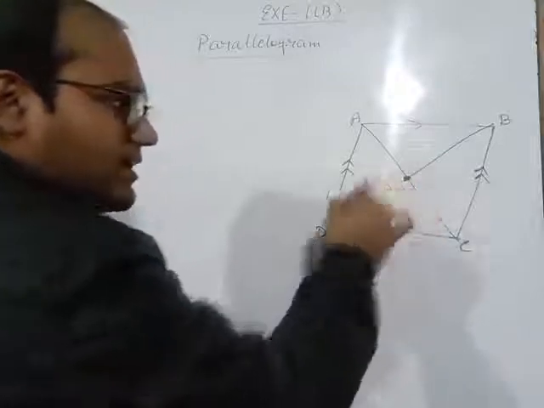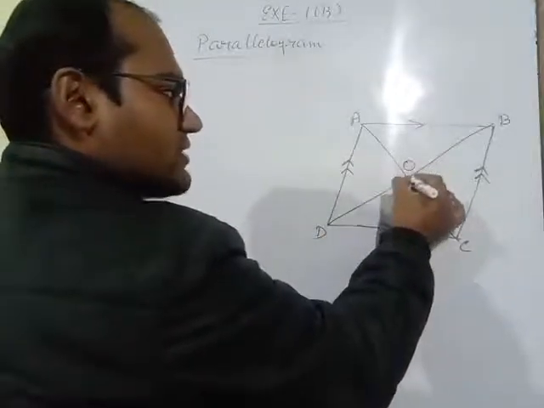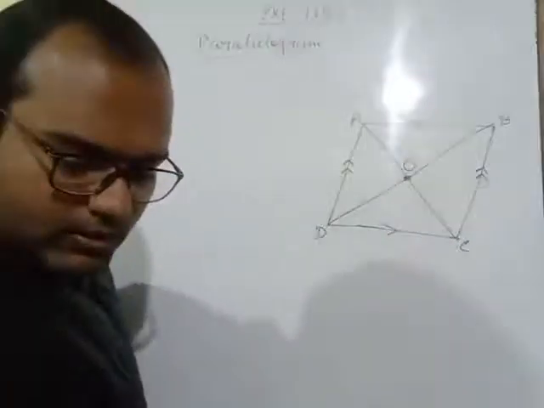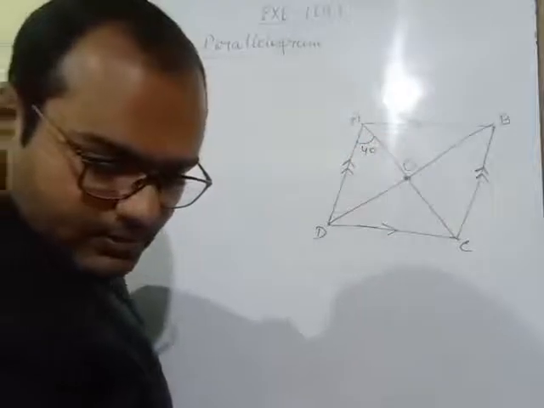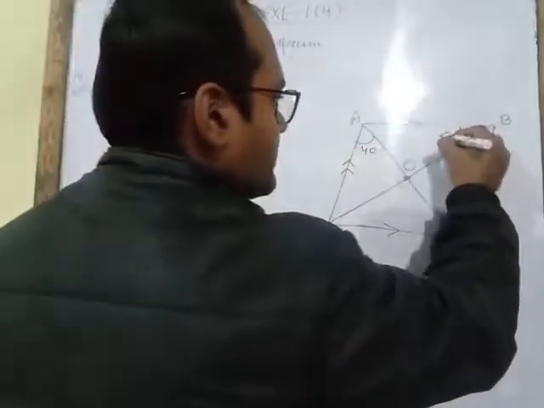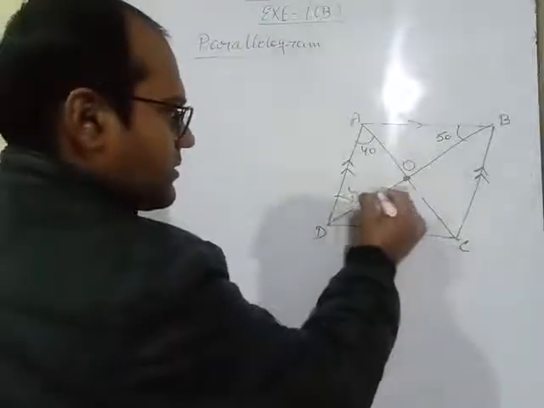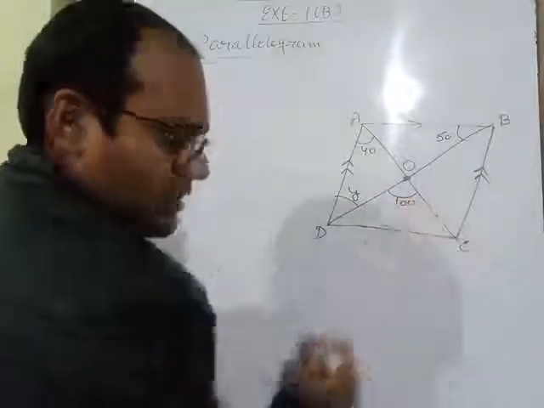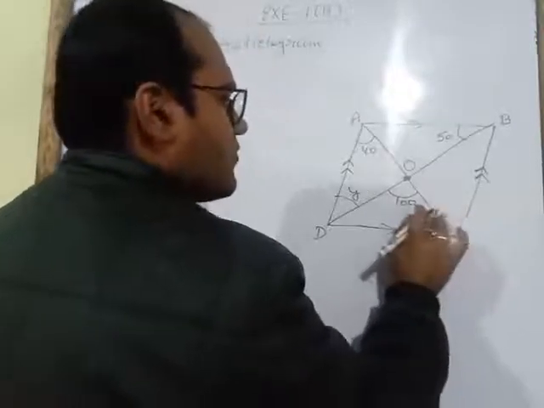Both the diagonals intersect at this point. Name is not given, so we will take it ourselves. Let's say this point is O. Here it is written 40. Here it is written 50 degree. Here it is written Y. Here 100. And this one is X. So we have to find the value of X and Y.